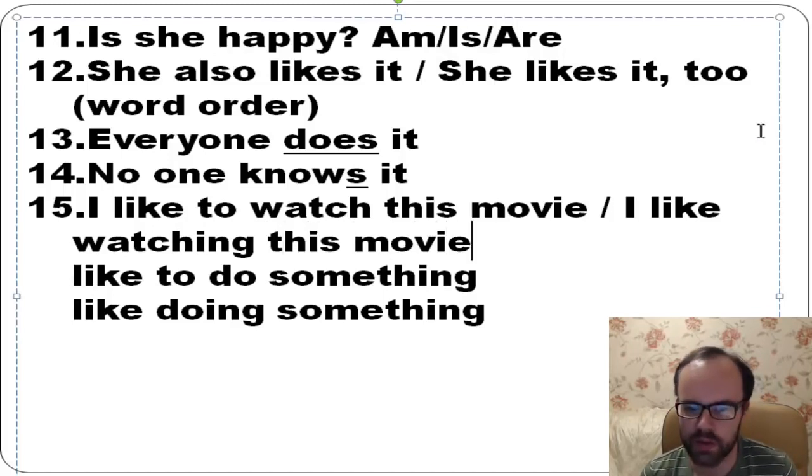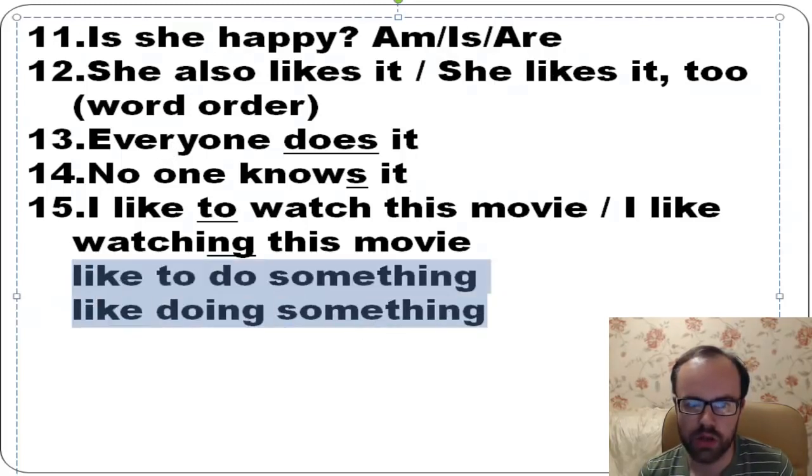If you really like something, you usually say like doing something. "I like watching this movie." So with to or with ing. Okay, so look. "Is she happy?" Am, is, are. "She also likes it." "She likes it too." Word order. "Everyone does it." "No one knows it." "I like to watch this movie." "I like watching this movie." Please remember these structures: like to do something or like doing something.